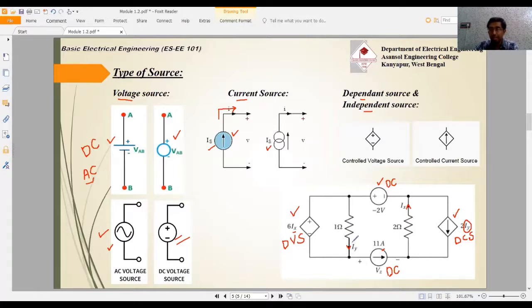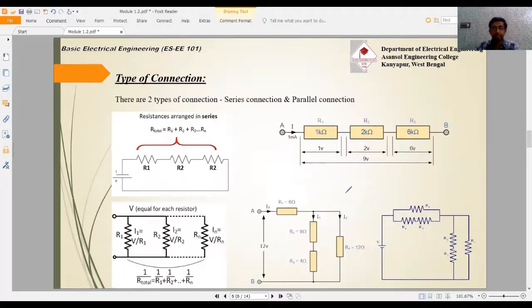So if there is any change of Ix or Iy, this dependent voltage source and dependent current source value will change simultaneously, but it doesn't affect this direct voltage source or direct current source. Fine. Okay. Now we will see the types of connection. There are two types of connection. One is series type, another one is parallel type.